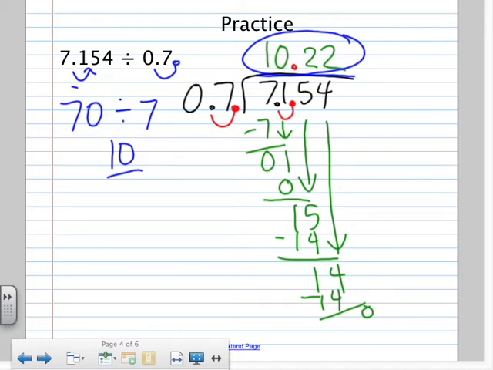So remember your whole checking process, the estimation, the rounding is very flexible. You're just trying to figure out, am I close, okay? It doesn't have to be an exact process. So 10.22 was my answer.